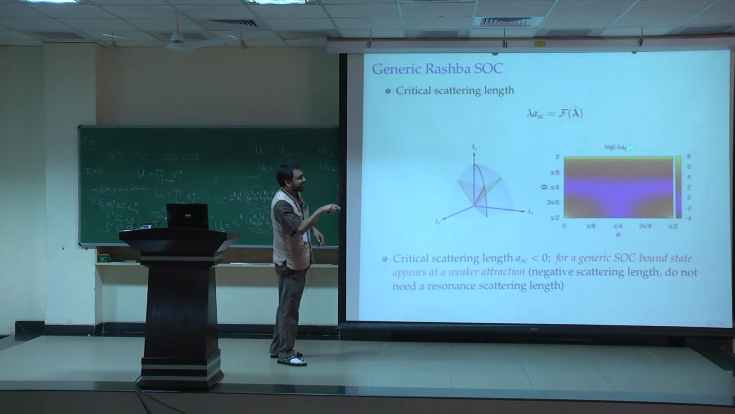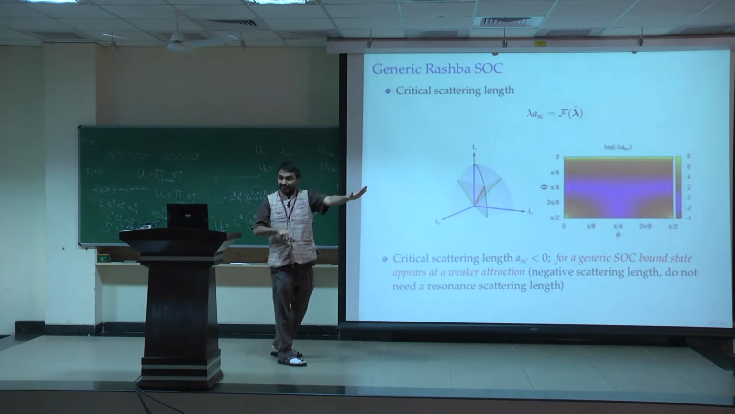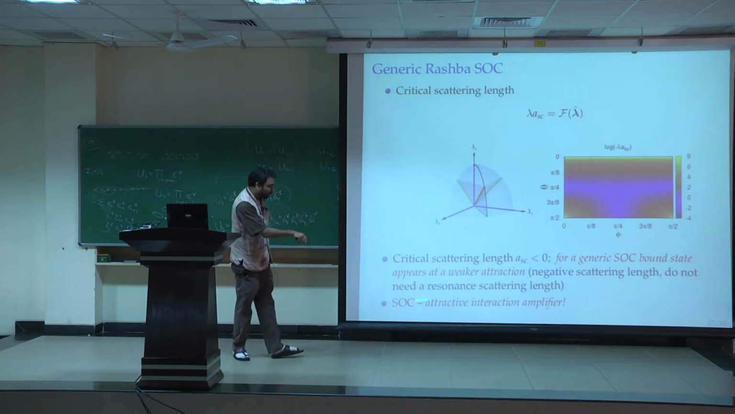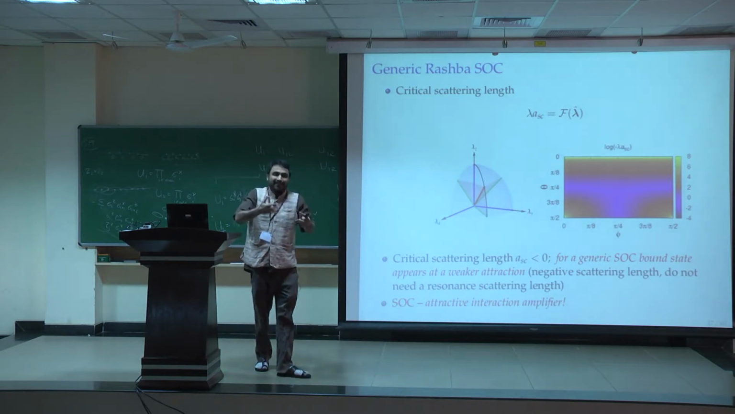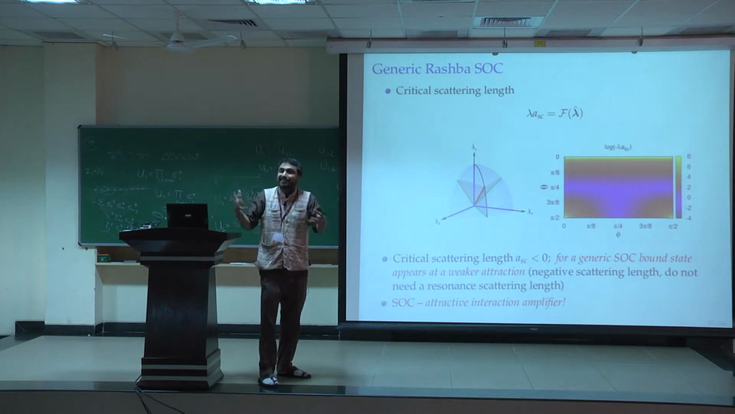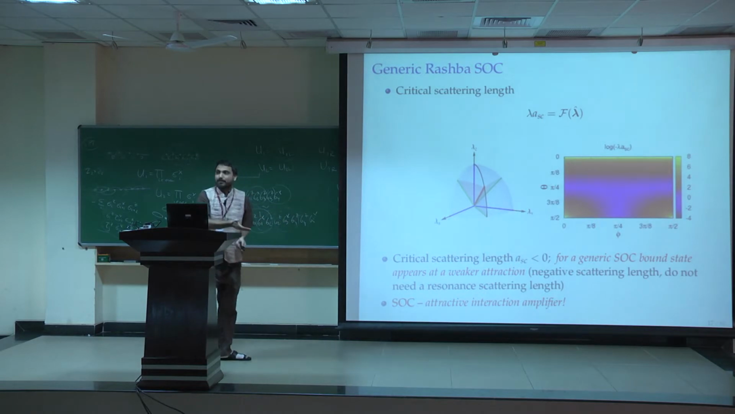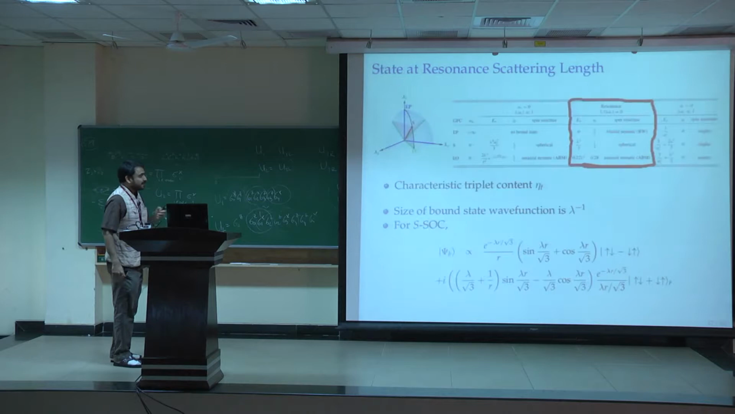And you see that the critical scattering length required to form the bound state is negative everywhere on the surface. So what this means is that the spin orbit coupling is actually acting to somehow enhance the attractive interaction between the fermions, and it promotes bound state formation. Okay? So that's the message of this. So how do we understand this?